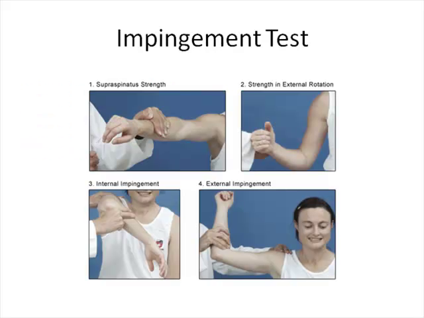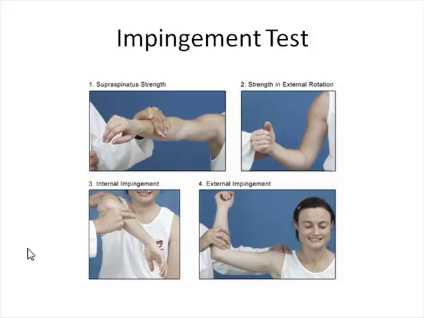A doctor many times will use this to determine if you have an external or internal impingement. The first test that he will do is to have you raise your arm up to about 90 degrees or parallel, and he'll apply some pressure on the top of your shoulder, stabilizing your shoulder blade, and then rotating your arm inwards. This usually will indicate if you have an internal impingement.